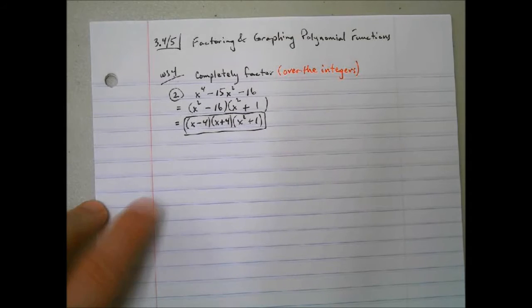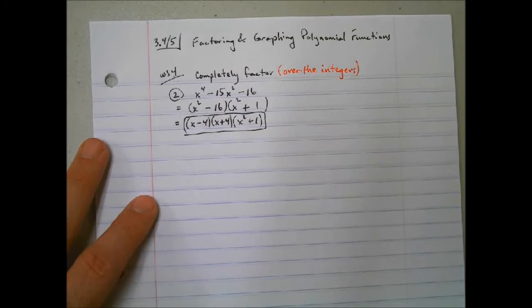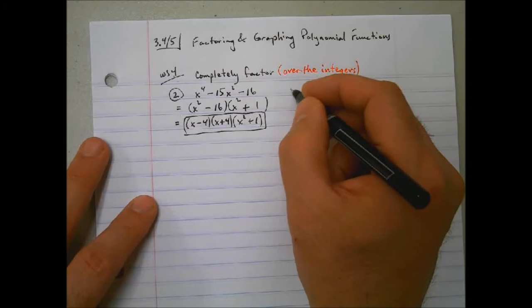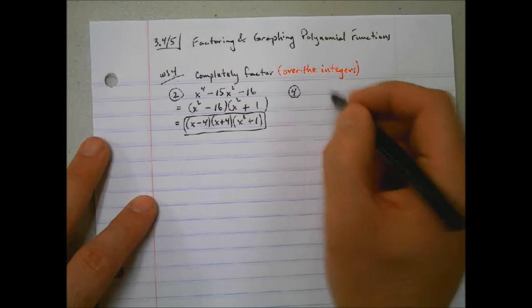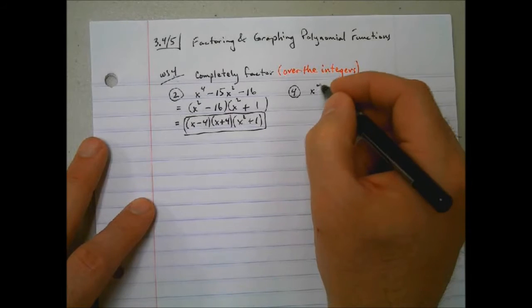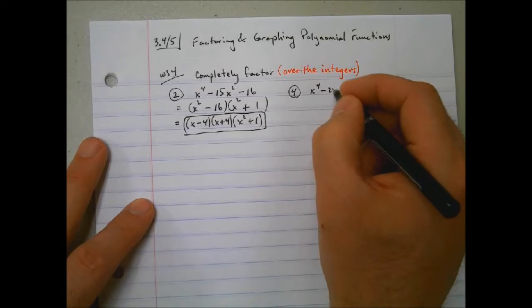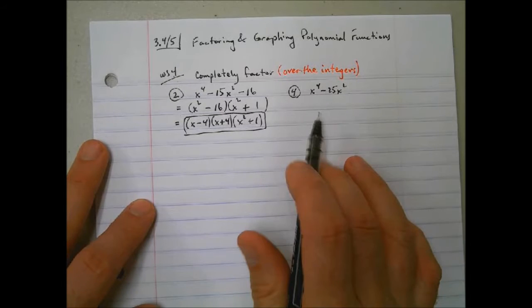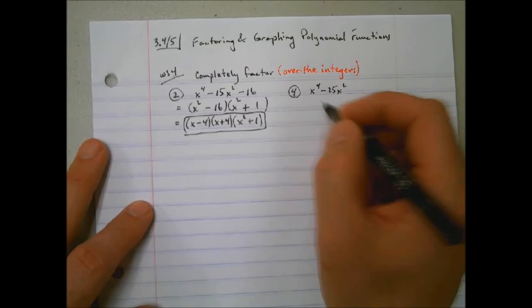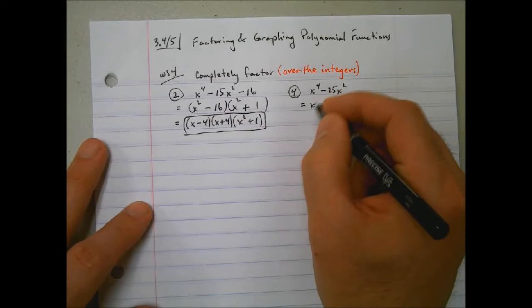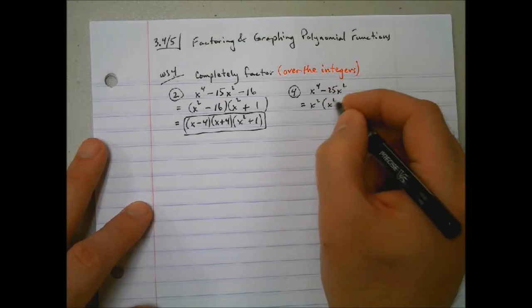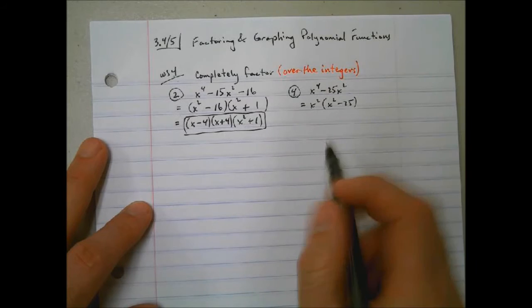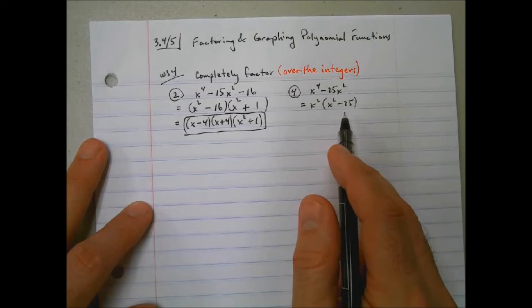Let's go ahead and try number 4. So x to the fourth minus 25x squared. Always look for a GCF first. There's a GCF of x squared. And x squared minus 25 obviously factors as difference of squares.